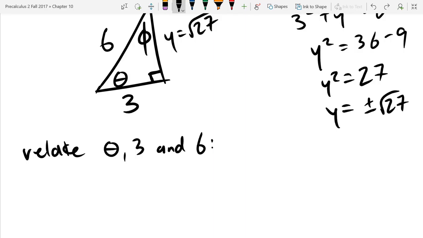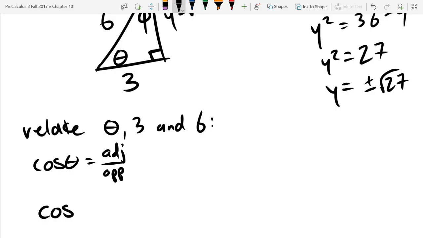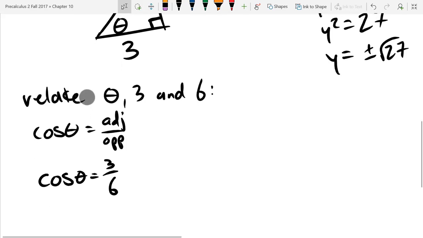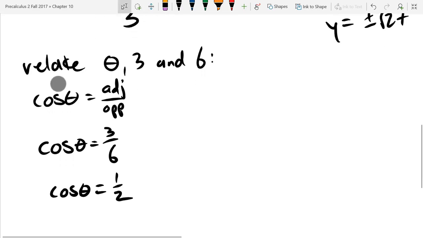Cosine. So we got cos theta is adjacent over hypotenuse. So adjacent is 3, hypotenuse is 6. So that means cos theta equals 1 half. What angle has a cosine value of 1 half? Which one? Pi over 3.